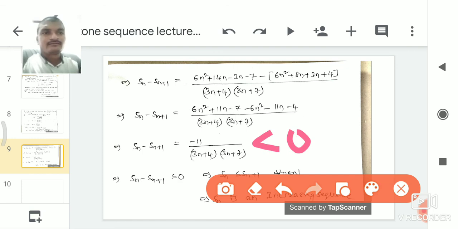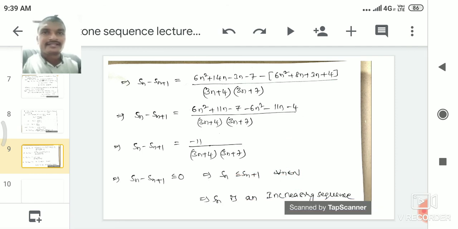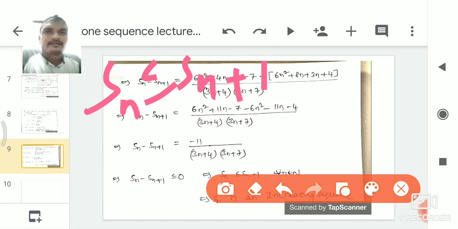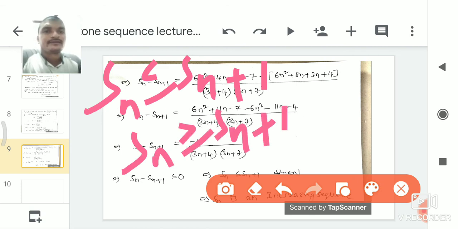Okay. Once again, today we discussed increasing sequences, decreasing sequences and monotone sequences. What is the condition for an increasing sequence? Sn ≤ Sn+1. What is the condition for a decreasing sequence? Sn ≥ Sn+1. What is the definition of a monotone sequence? A sequence is said to be monotone if it is either increasing or decreasing or both.